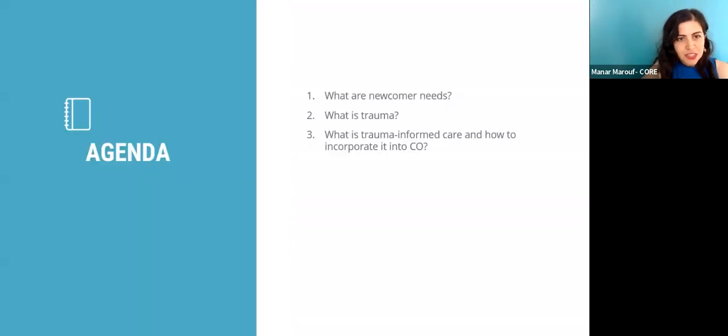Let us start with our agenda today. As you can see, this is a very big topic, and for today, we're only trying to scratch the surface of trauma and trauma-informed care and how that relates to cultural orientation. So we are going to start by learning more about newcomer needs and their priorities, and then we are going to learn more about trauma. And we are going to take a 5-minute break in the middle, and then we are going to continue with trauma-informed care and trauma-informed care principles and how we can incorporate that into cultural orientation.